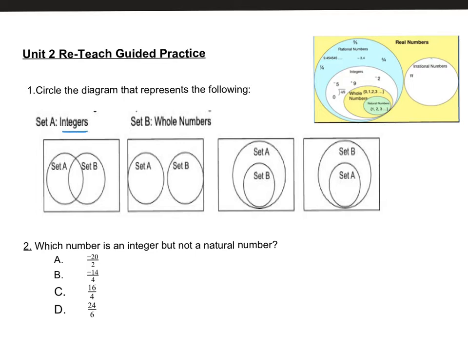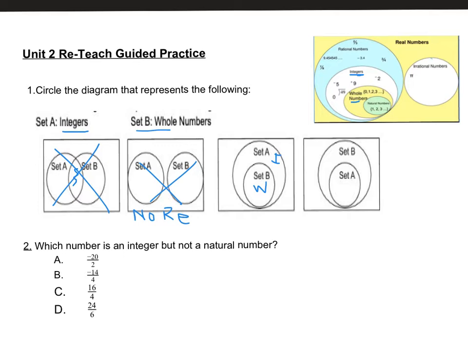Well, set A is integers, so when I look over here, I can see that that's integers. And then set B is whole numbers. I see that my whole numbers has to be inside my integers because all whole numbers are also integers. So when I look at the diagram, I know that this says they only have one thing in common. So this graphic organizer would not work. This one here says that there's no relationship at all between them, and I know that can't be true. So here, set A is integers, that's the outer subset, and set B is whole numbers.